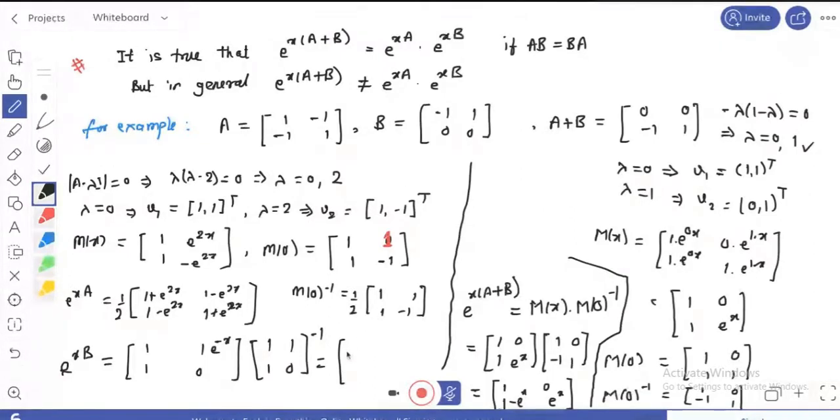So in this sense, you can find this value, and this value is e to the power -x, 0, 1 minus e to the power -x, and 1. Okay, e to the power xA and e to the power xB is this matrix and this matrix. So the multiplication of those two is not equal to this thing. That's why you can say that the exponential of this is not always equal to the product of these two.